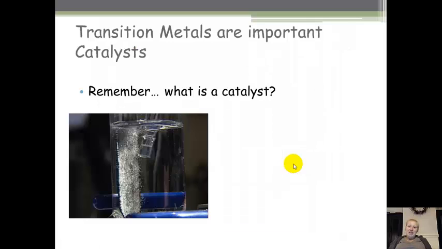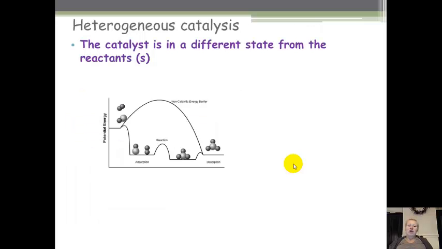So remember, what is a catalyst? If you think back to biology, a catalyst speeds up a chemical reaction by lowering its activation energy. Transition metals are used a lot as catalysts. The first type of catalyst is called a heterogeneous catalyst, and that is when the catalyst is in a different state from the reactants. Remember, hetero means not the same. So the catalyst might be a solid, and the reactants might be a liquid.